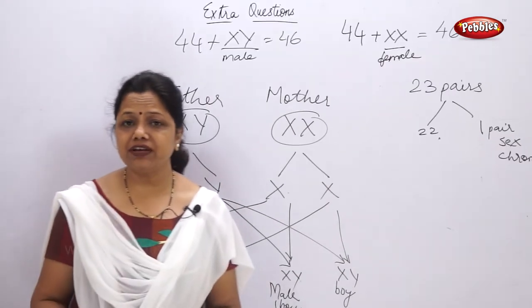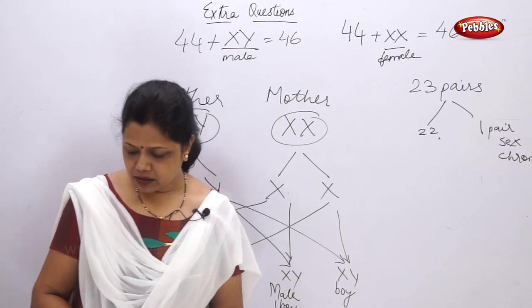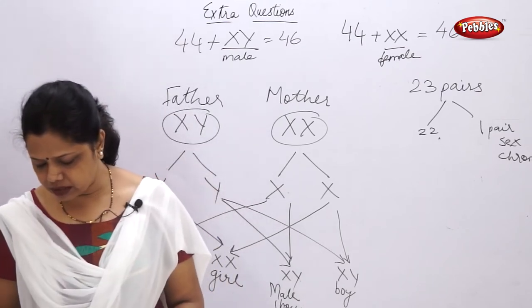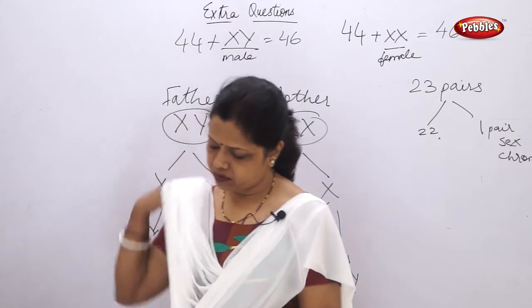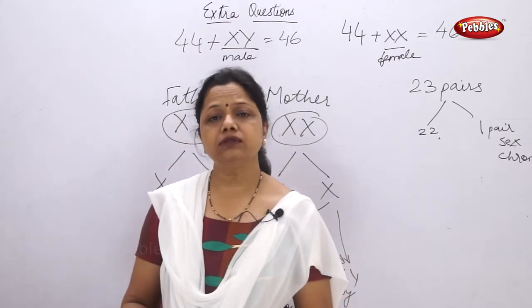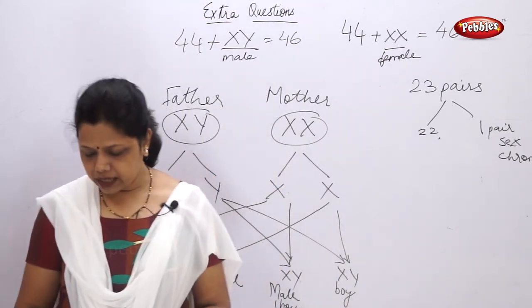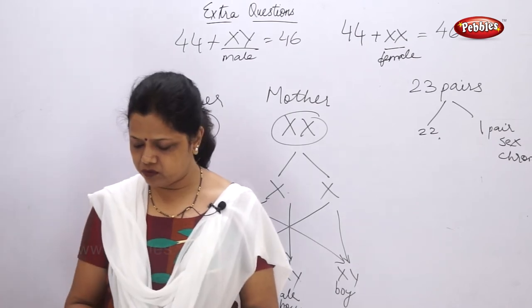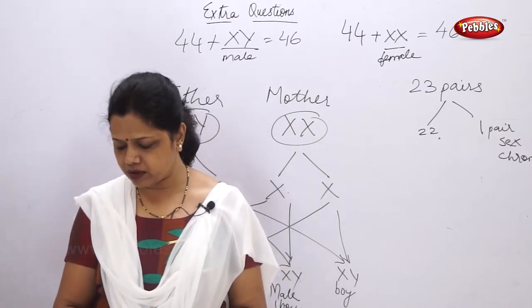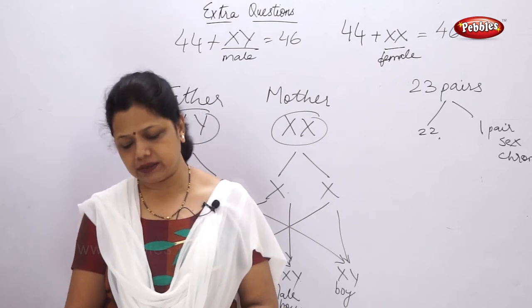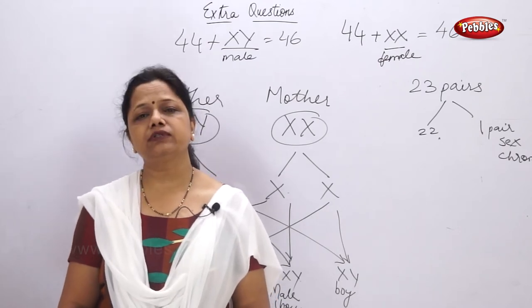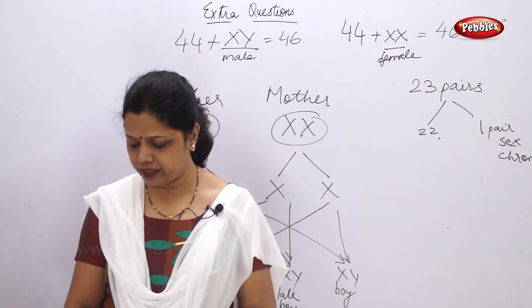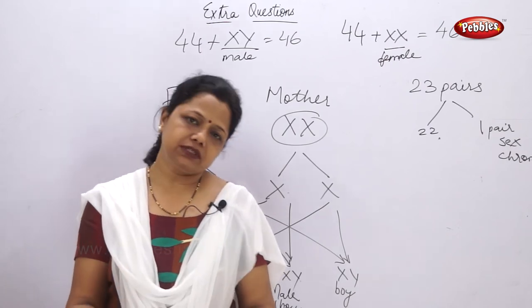Next question, what are vestigial organs? Give some examples of such organs. This type of question came for 3 marks in October 2013. Another way in which it can be asked is, what are vestigial organs? Give 2 examples in plants and human beings. So this type of question also came in March 2015.